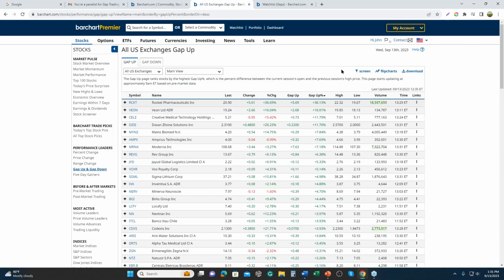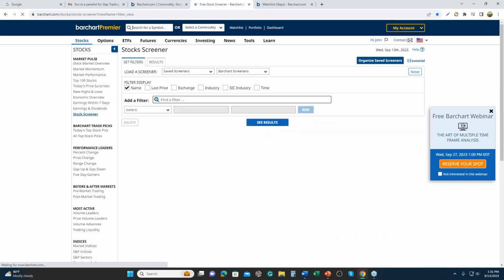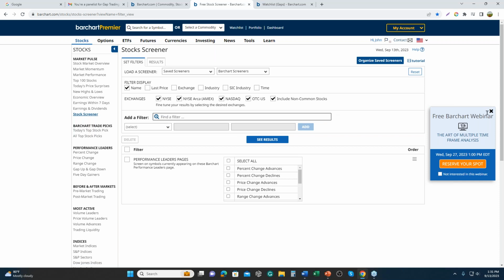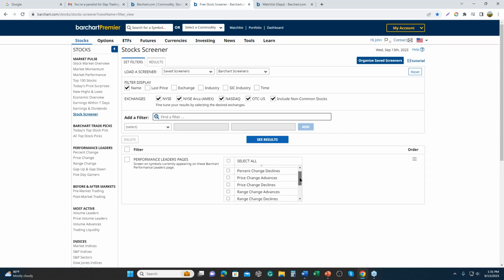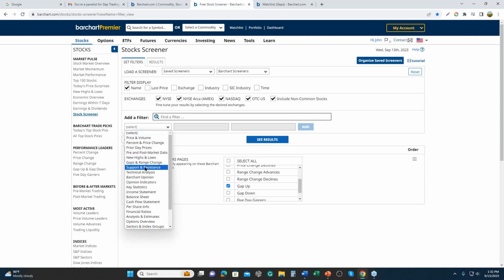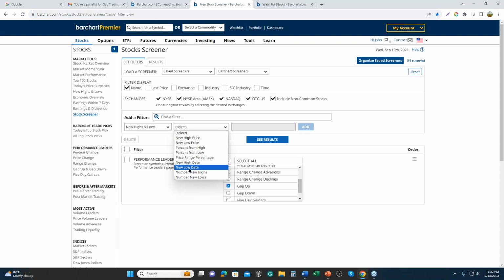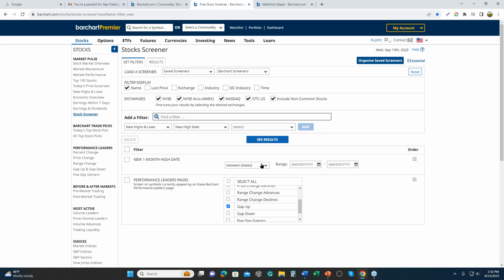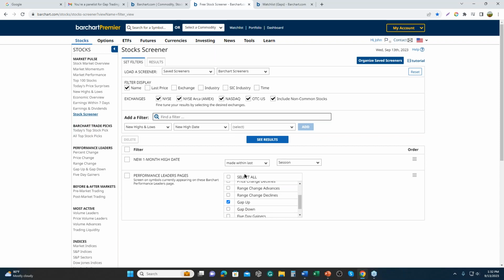So first of all, if I think about a range of price as a trader, well, if I get a new monthly high or I get a new 4-week high, to me, that's a sign of strength. That is a sign that price is breaking away from a range of price from the previous month. So what I'm doing here is screening on the gap up page. The first thing I'm going to do is look at new highs. I'm going to do a new high date, and I want to know the new high date for 1 month. I want to know, is one of the stocks that I'm looking at today making a new 1 month high in this session?